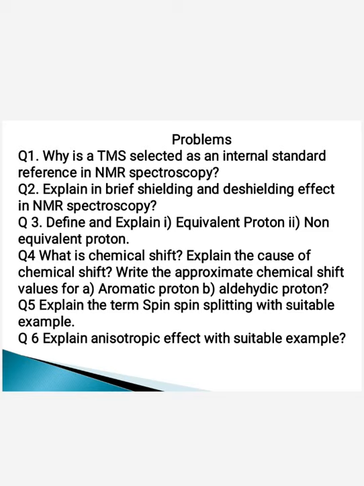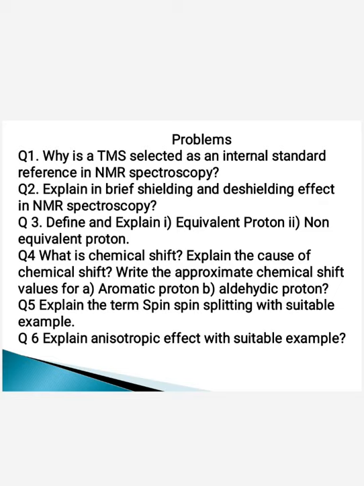Then the cause of chemical shift: three factors. Chemical shift, that is, first as we discussed in the shielding and de-shielding effect, the first point is the anisotropic effect, the second point is the electronegativity effect, and the third point is the effect of alkyl or electron donating groups or alkyl substituents. Explain all these three effects.